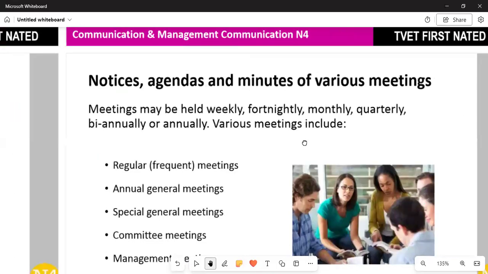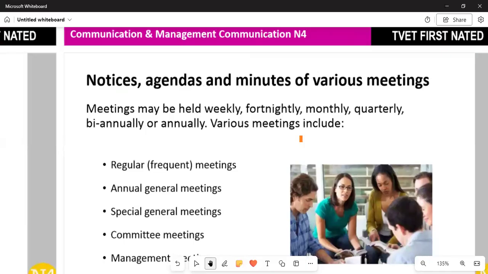And then if we are moving on again, let us ensure that we anticipate and discuss the notices, agenda, and minutes of various meetings. So we are saying here, meetings may be held every week, or fortnightly, or monthly, or quarterly, which is every 3 months, or biannually, that is twice in a year, and then annually.